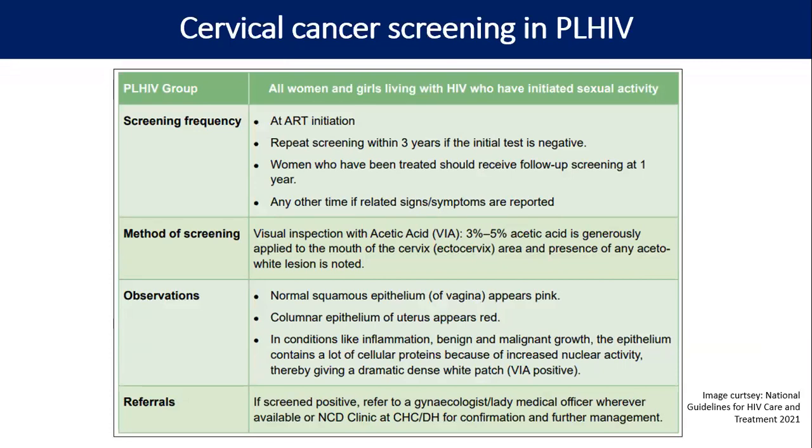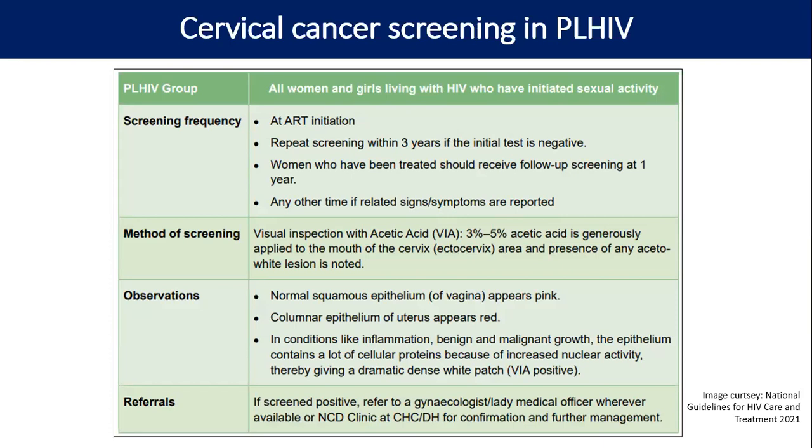Now, for cervical cancer screening, it should be done as per the national guideline. It should be done at ART initiation. Then we should repeat the screening every 3 years if the initial test is negative for any malignancy. And women who have been treated for cervical problems should receive follow-up screening at 1 year, or it can be done at any time based on the signs and symptoms and based on the decision of the treating physician.